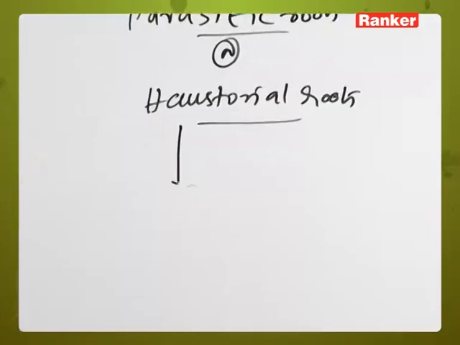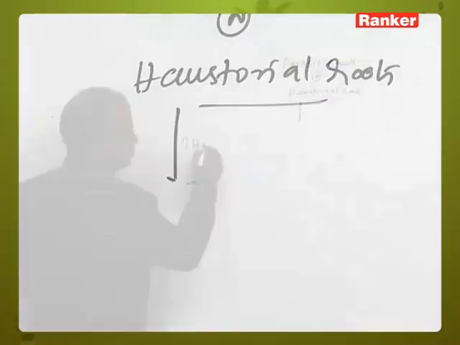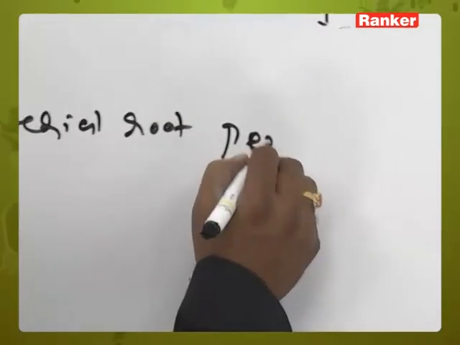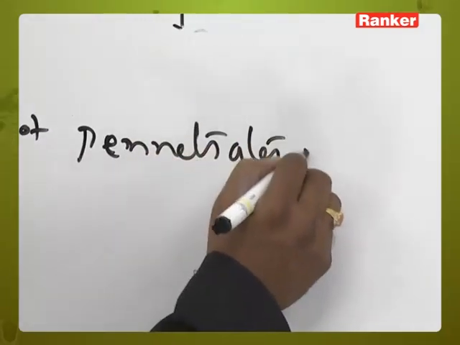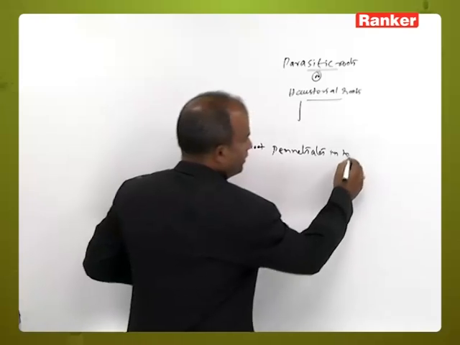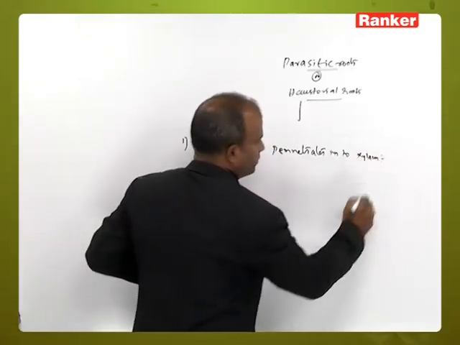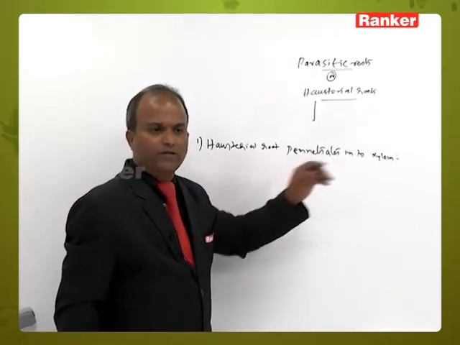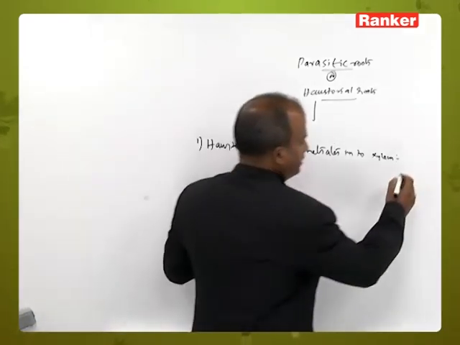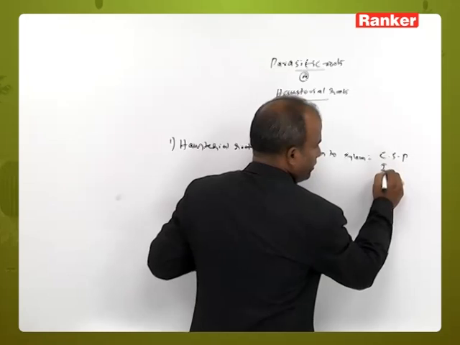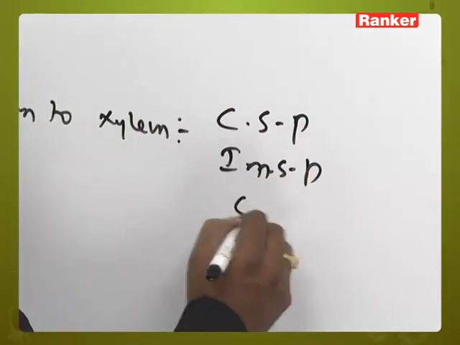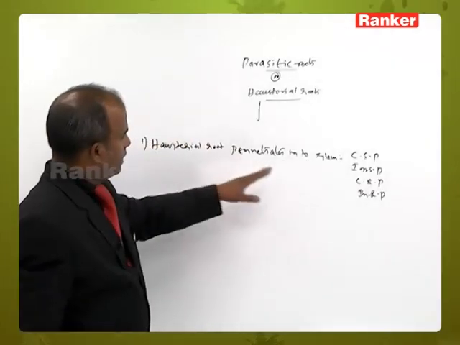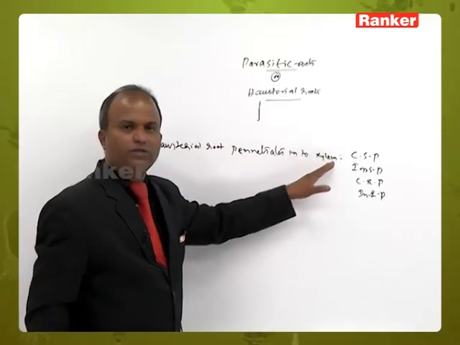Now see here. What is the first option? Haustorial roots penetrate into xylem. Can you tell me what the examples are? That is nothing but complete stem parasite, incomplete stem parasite, complete root parasite, and incomplete root parasite. All these examples come under haustorial roots penetrate into xylem.